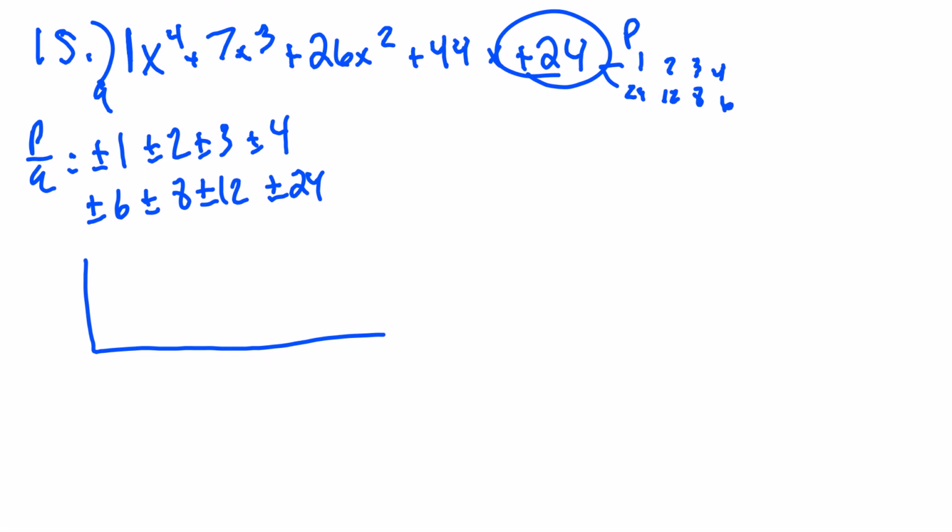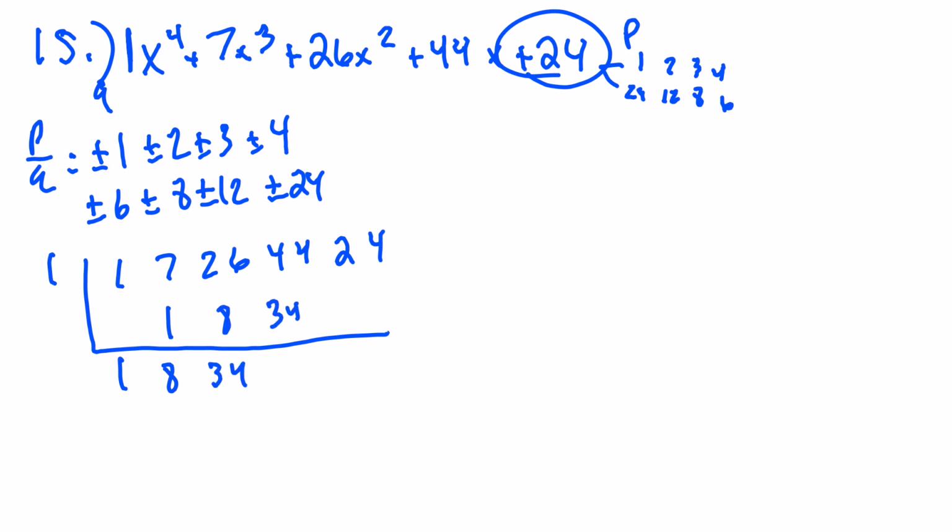Make my box. Put 1, 7, 26, 44, and 24 inside the box. I guess 1. Drop down the 1. 1 times 1 is 1. 8. 1 times 8 is 8. Gives me 34. 1 and 34 is 34. Gives me 78. Not going to work.